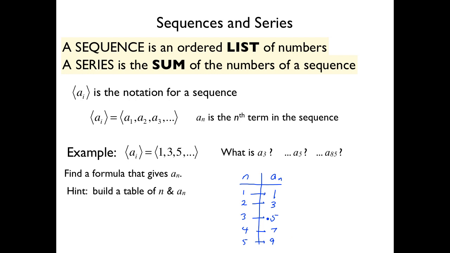So lots of you are saying it. This is always 1 less than 2 times n, right? If you took 2 times n and subtracted 1, you would get A sub n. So what's A of 85 then? Now it's easy, because we have this relationship. Given that it's the 85th term, what is it going to be? 169. Is that right? Because you just follow the pattern: 85 times 2 minus 1.